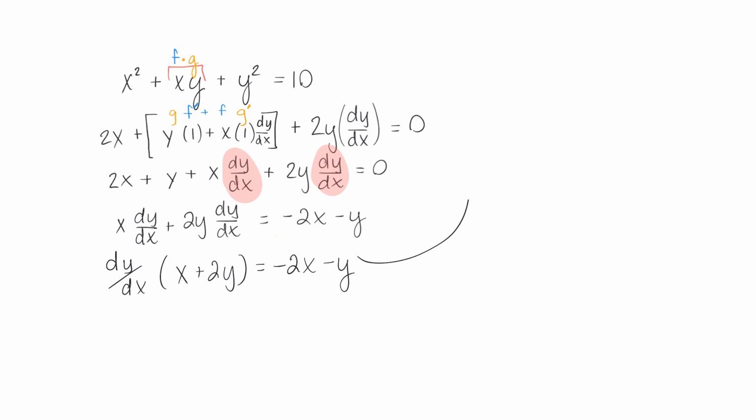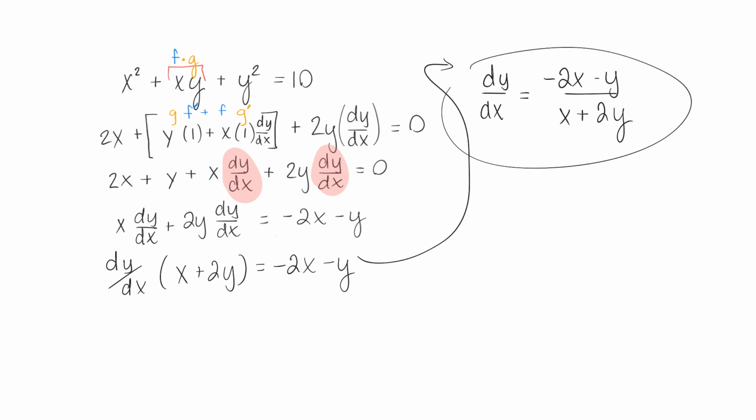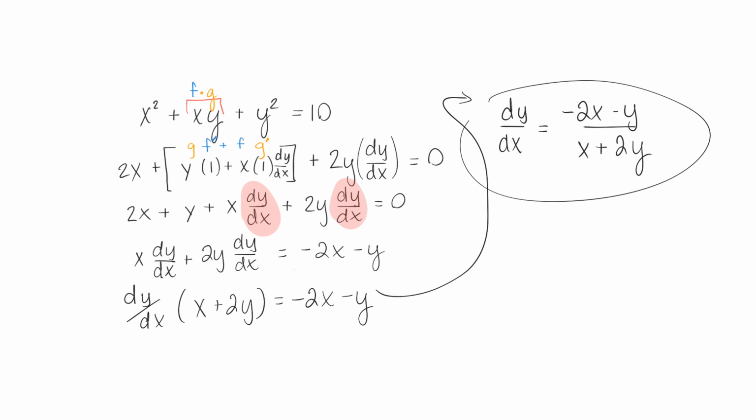I'm going to take this party up here, and we're going to divide out the x plus 2y. We're going to divide that away and leave dy/dx. So that's going to leave me dy/dx equals negative 2x minus y divided by x plus 2y. And that, my friends, is your answer. Okay, so really nothing's changed other than the fact that we were very careful to drop in some product rule in the middle of this.